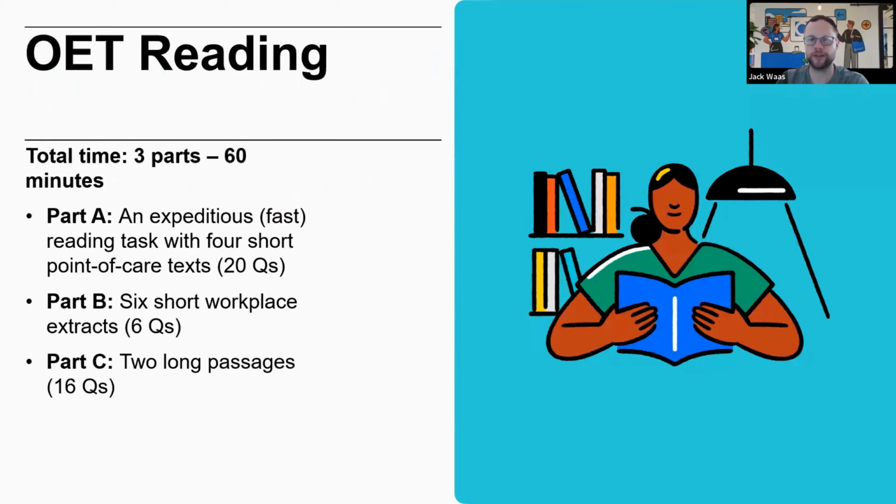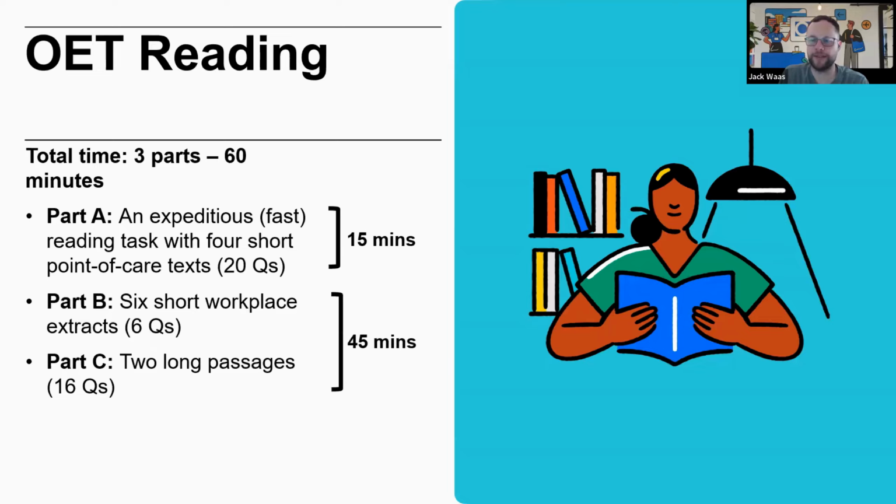There are 3 parts to OET reading: A, B, and C. It takes around 60 minutes, and there are 3 different text types. In part A, which is an expeditious or fast reading task, you will work with point of care texts. These might be dosage charts, care plans, medication tables, texts you might refer to when treating a patient or client. There are 20 questions in part A.